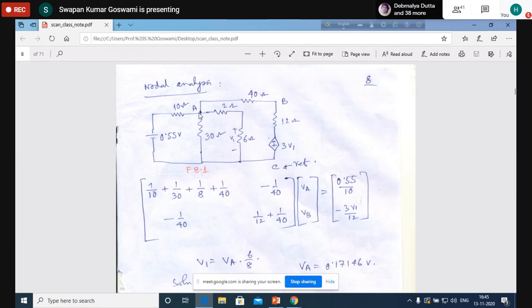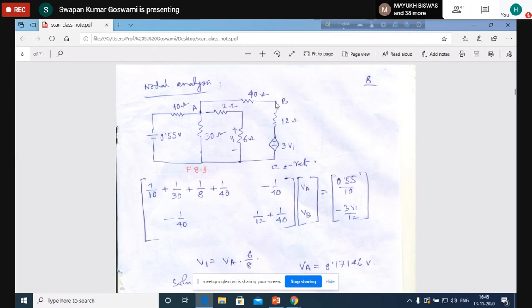what is the injected current at node A due to the voltage or current source, whatever may be here? We have a voltage source here. If you consider this voltage source, how much will be the current injected here? You convert this into a current source. It will be 0.5 by 10 as the current source value. The arrowhead will be towards node A. Current is injected into the node, therefore it is a positive source.